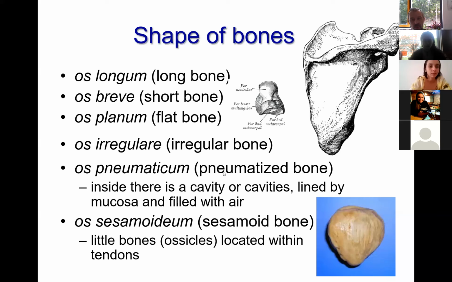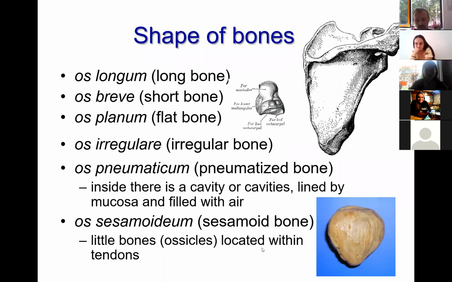And then we have another group, pneumatized bones, that means a bone with a cavity. Inside is a cavity with air, and this cavity is lined with mucosa, so it's connected with the airways. These pneumatized bones are bones in the skull, for example, the upper jaw here with the maxillary sinus, or the frontal bone here with the frontal sinus, and so on. And then we have sesamoid bones.